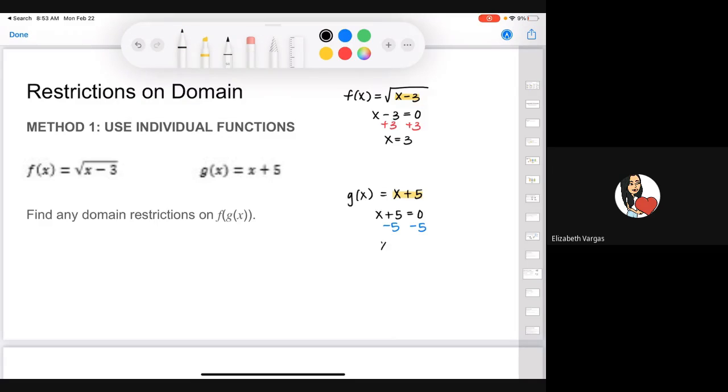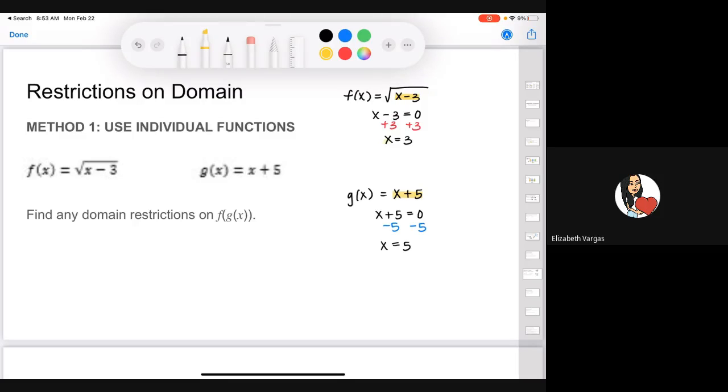When x equals 5. And so now what you want to do is identify what their commonality is. The way you would do that is you would find the domain restriction of g(x) whenever g(x) is equal to the domain restriction of f(x).